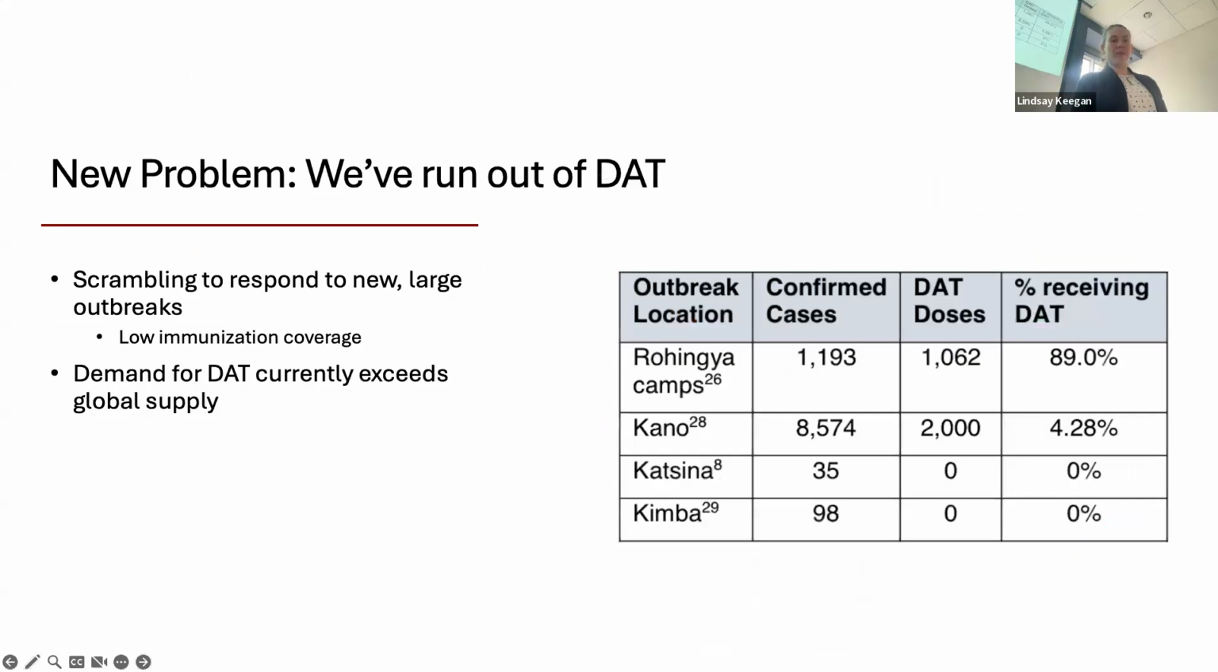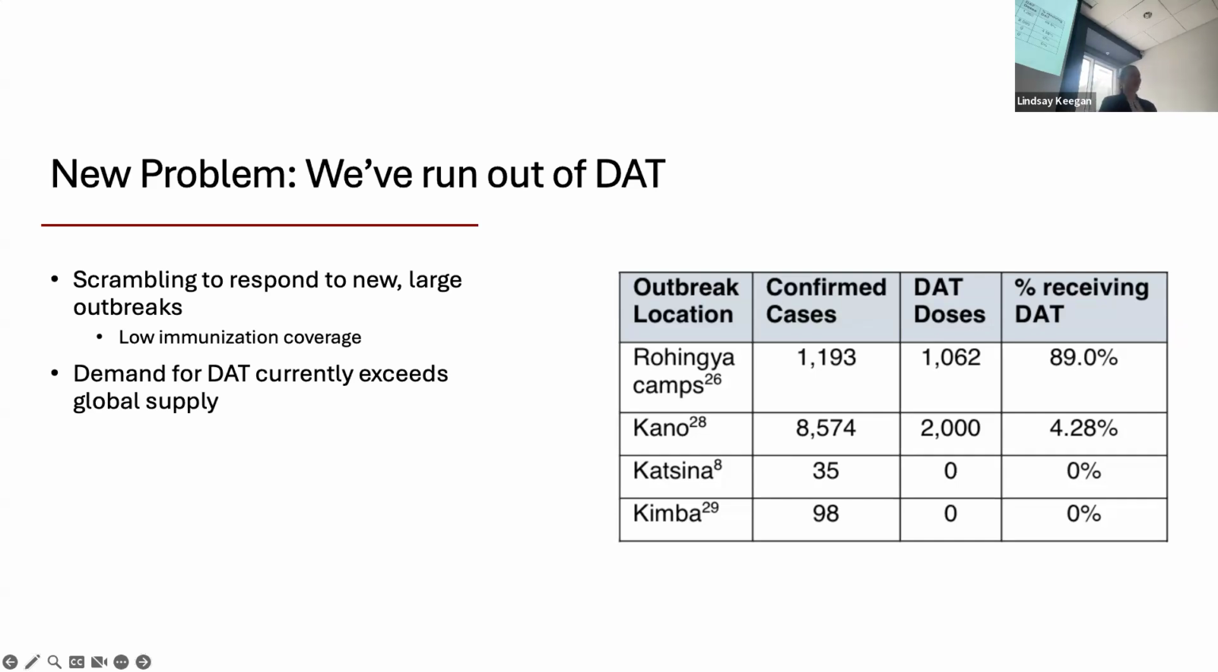But we have a new problem. We've run out of diphtheria antitoxin. Diphtheria antitoxin is an equine antitoxin, so it requires the use of horses. You infect them with diphtheria, you somehow extract the serum. That's not the kind of research that I do, so I don't totally understand how any of that works. But it takes a very long time to produce antitoxin, and so we're scrambling to respond to these new large outbreaks.